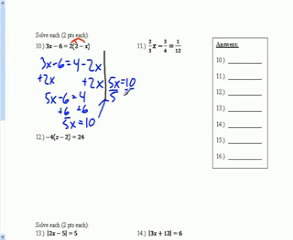So we're going to divide each side by 5 and end up with x equals 2. All right? And we can always plug that back in and check just to make sure it works.